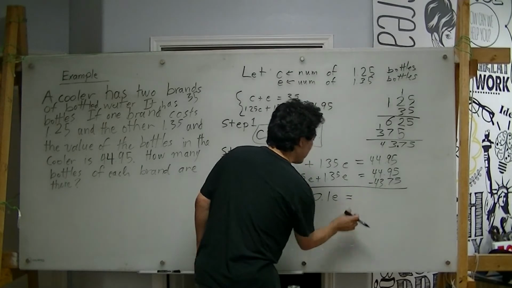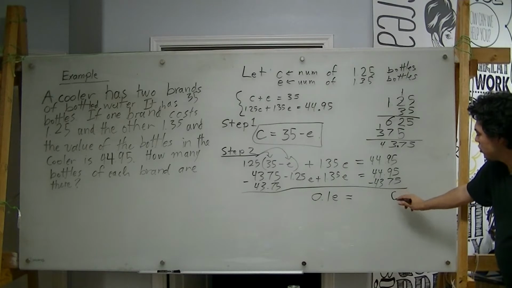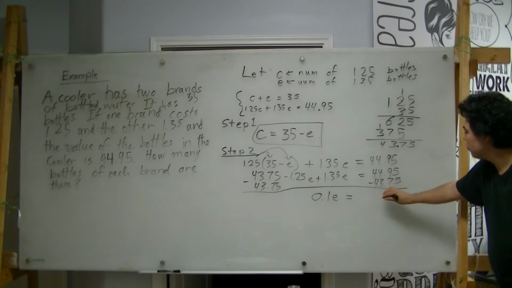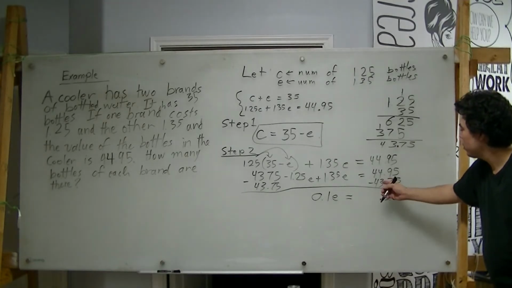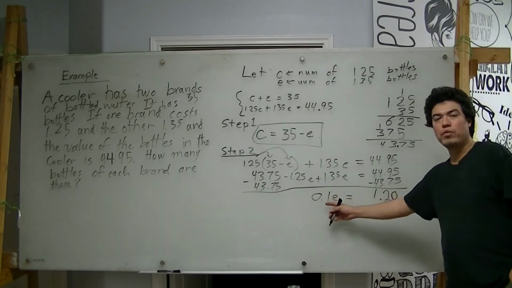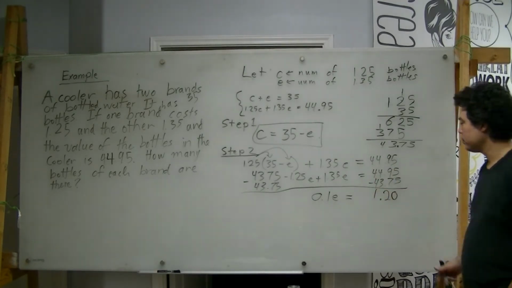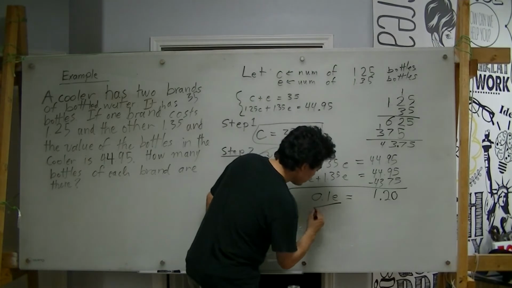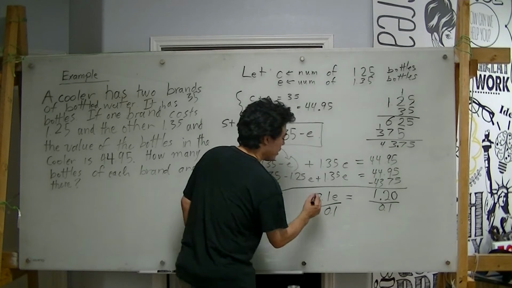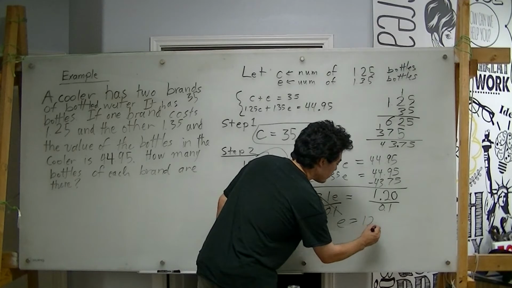Equals, and now we can perform the subtraction. 5 minus 5 is 0. 7 minus 9 is 2. Then we do our point. 4 minus 3 is 1. And so we get left with 0.1E equals 1.2. The 4 minus 4 goes to 0, so that's it. So therefore, we divide by 0.1. We divide by 0.1. And we get that therefore E is equal to 12.